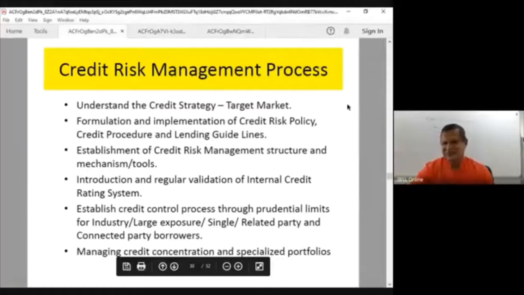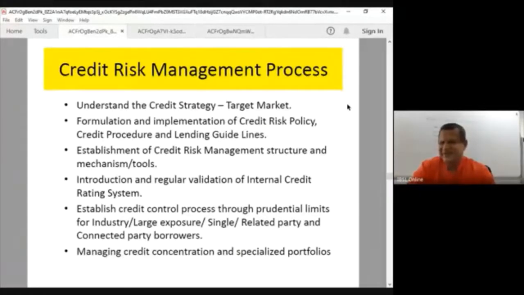We talk about a process. Now, to do that, I have stated some of the things we practice in banks in this credit risk management process. You need to understand the credit strategy.